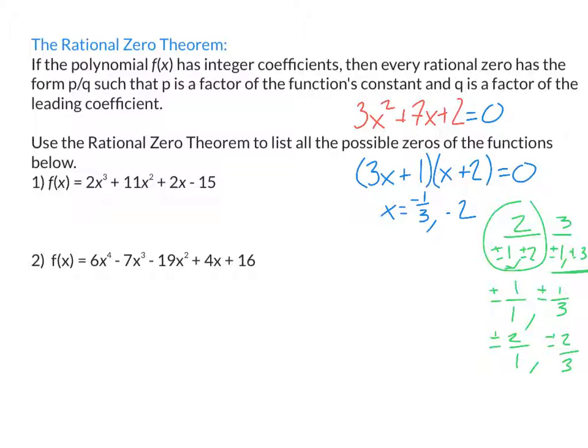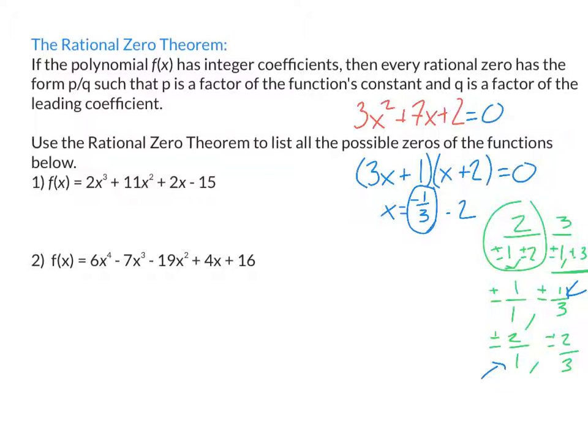And you can see that with our answer of negative 1/3, there it is right there. And with our answer of negative 2, there it is right there. So we had 8 possible zeros that would work here, and we did find the 2 that were actually zeros in this list. So what we want to do in our examples 1 and 2 is create the possible list of zeros for all these functions.